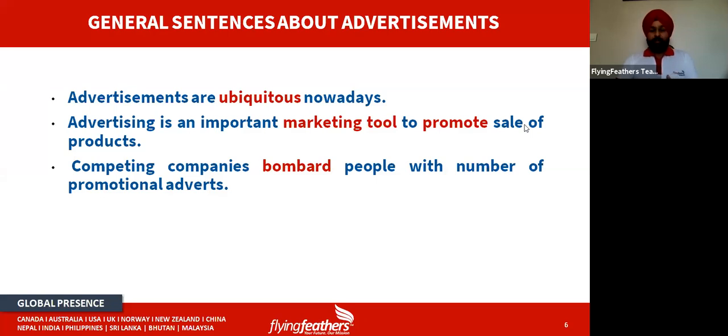So these are the competing companies. These bombard people with a number of promotional adverts.